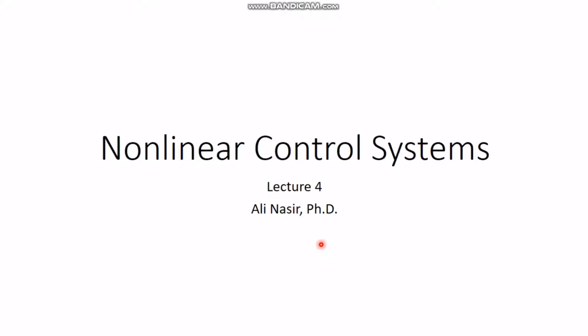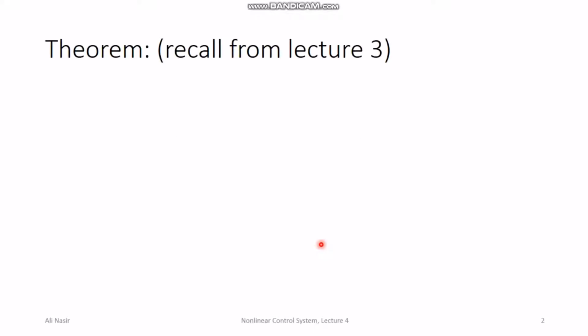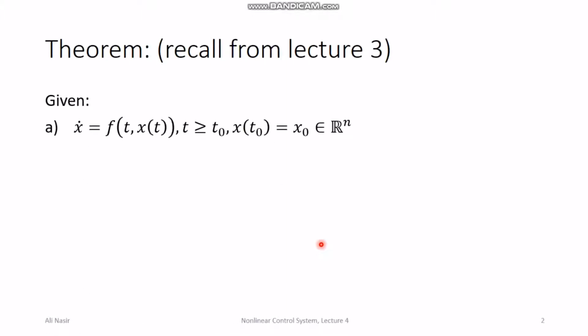Today this is our fourth lecture of the course, and we will start where we left off in lecture number 3. We were discussing the local existence and uniqueness theorem for the solution of nonlinear ordinary differential equations. So this is what we had: the differential equation x dot equals f of t comma x, where f is a function of time and also a function of x, which itself is a function of time, and there is some initial condition x naught.